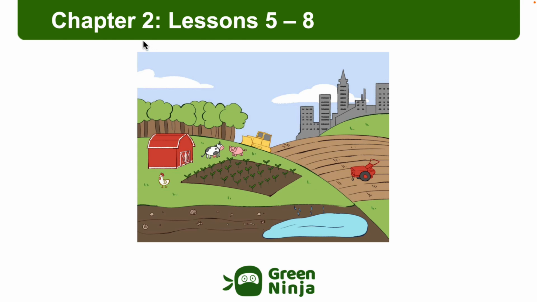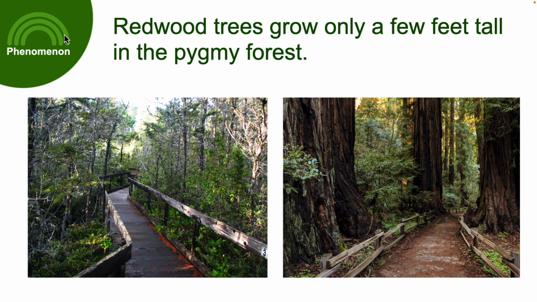In Chapter 2, we dig into the soil to understand factors that affect soil quality. Let's start with a phenomenon. The tallest trees on Earth are coast redwoods, but in one forest along the California coast, redwood trees never grow higher than about 20 feet tall, even though they're quite old.